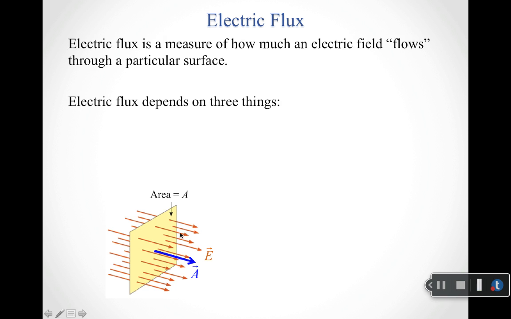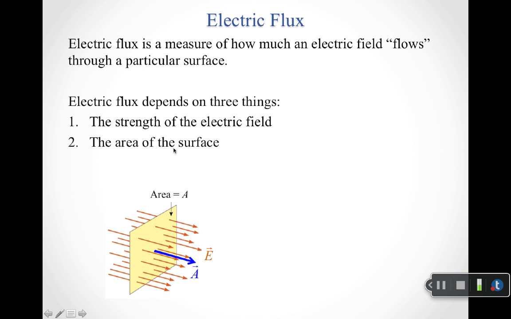You'll notice here's some simple area. I've got an electric field in orange. There are three things that the electric flux is going to depend on. One is the strength of the electric field. The strength of the electric field basically tells me how clumped together these arrows are. If I have a very weak electric field, I don't have very many arrows. If I have a very strong electric field, I've got a lot of arrows drawn. So clearly the stronger the electric field, the more electric field lines will pierce my surface.